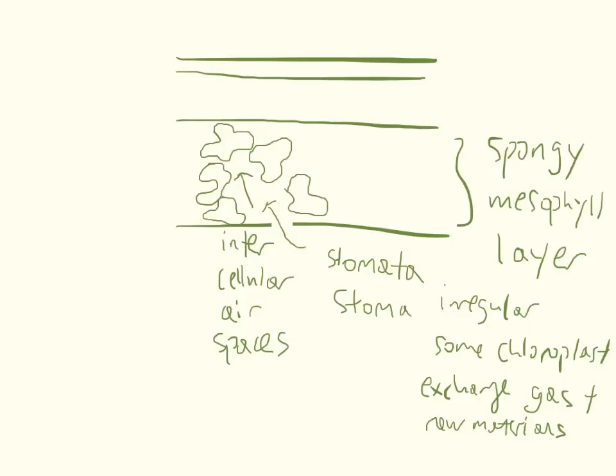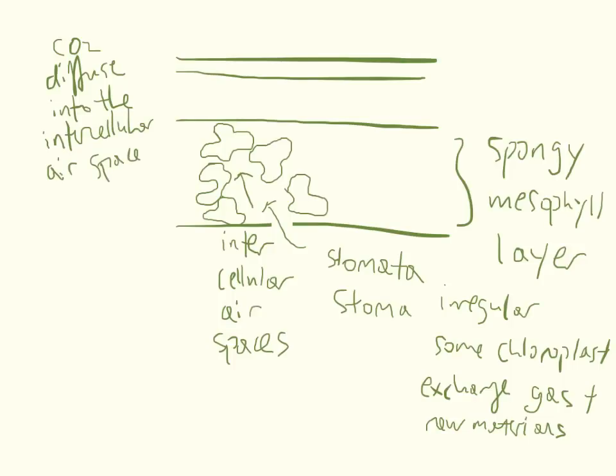So basically what happens is, I'm going to write it here. Carbon dioxide will diffuse into the intercellular air spaces through the stomata. So carbon dioxide will diffuse into the intercellular air spaces through the stomata.